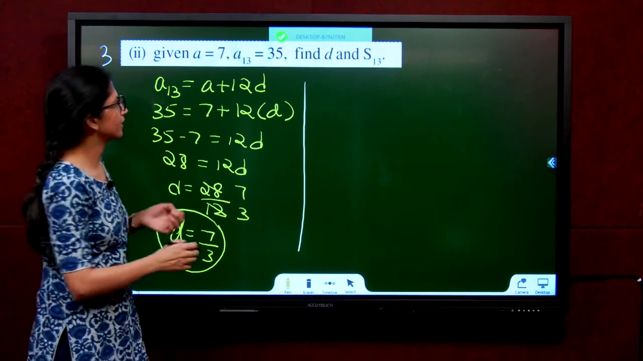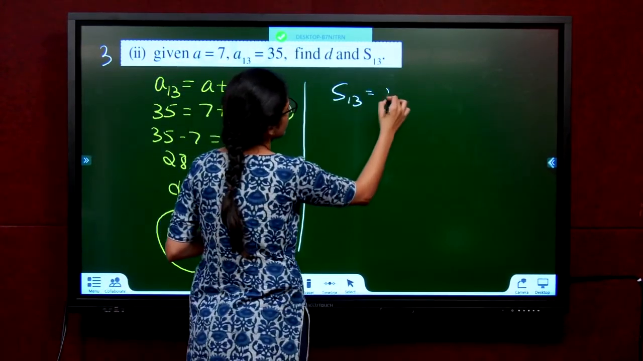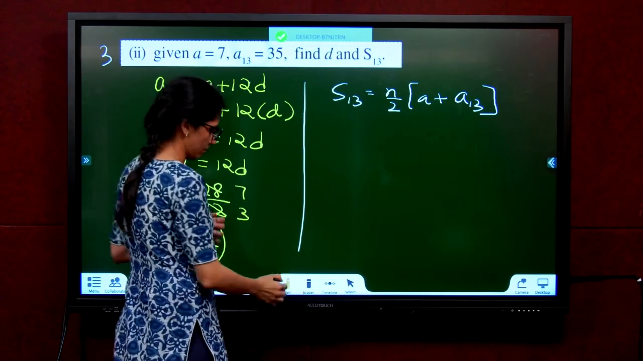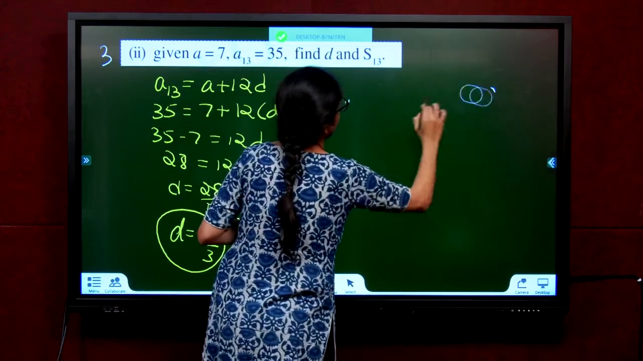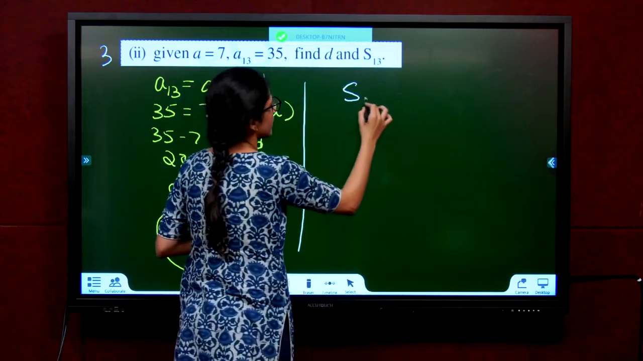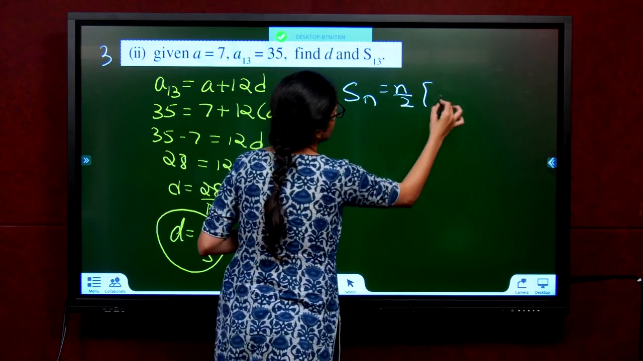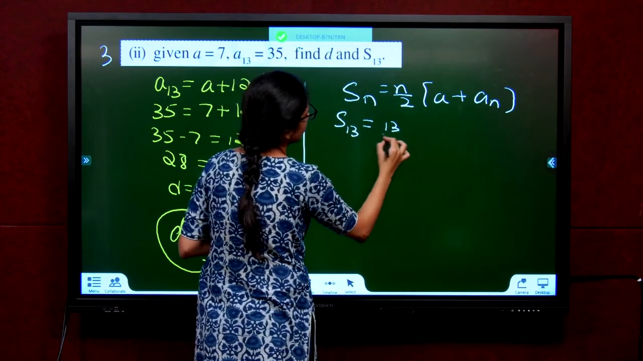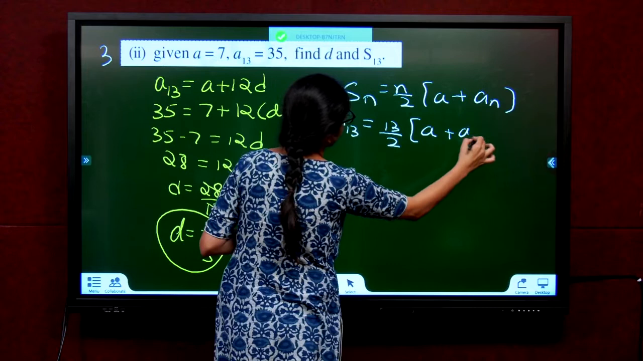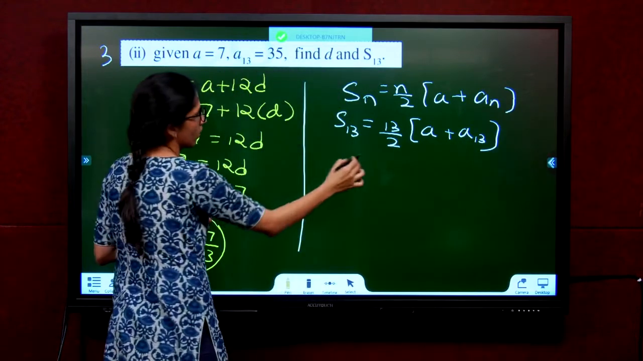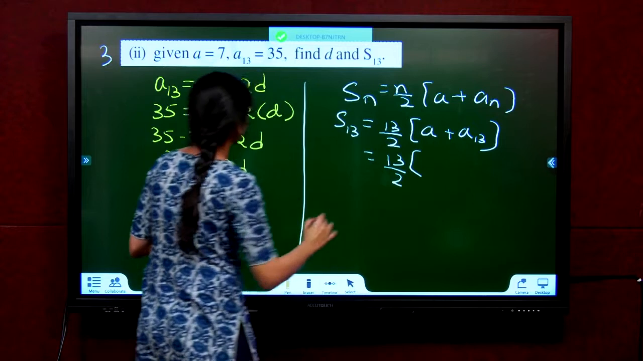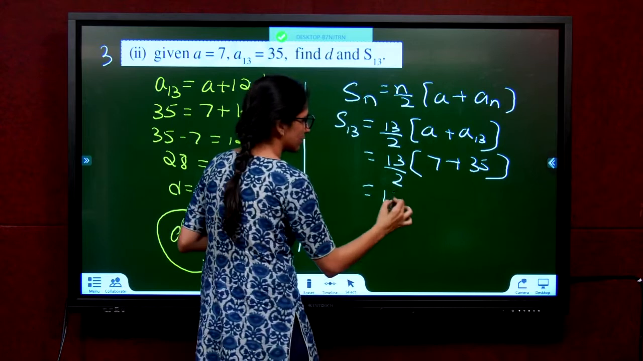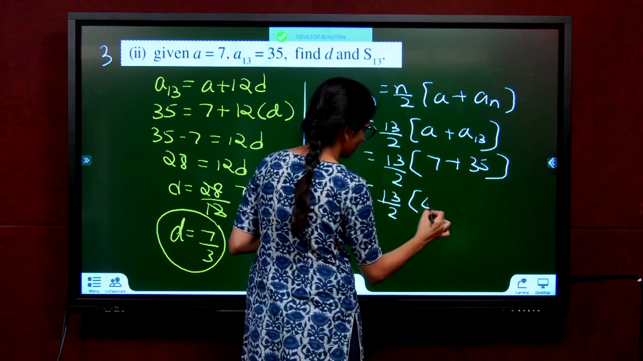Now let's go for S13. S13 is equal to n by 2 into A plus A13. Correct? So first write the general formula, then write this. Always follow that technique. Sn equals n by 2 into a plus an. Now substitute: S13 is equal to 13 by 2 into a plus a13. So now S13 we want, this is 13 by 2, a, what is a? 7. What is a13? 35. 13 by 2 into 42.